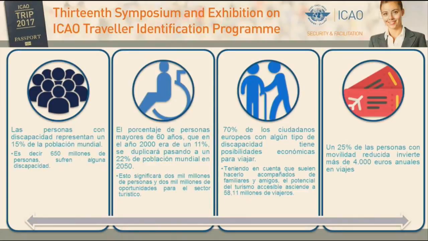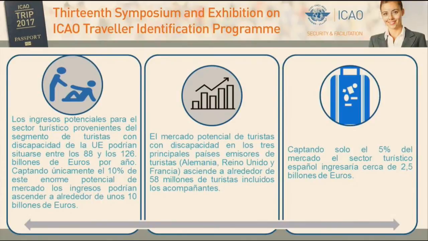And this potential tourism market for tourists with disabilities, coming from 3 main tourist-sending countries, namely Germany, the United Kingdom, and France, amounts to around 58 million tourists, including their companions. Just capturing 5% of the market of the Spanish tourism sector would bring in around 2.5 billion euros.